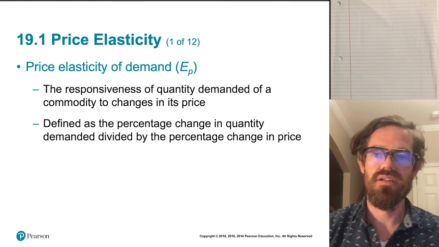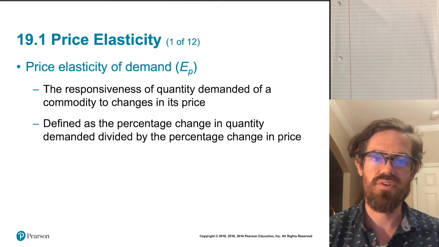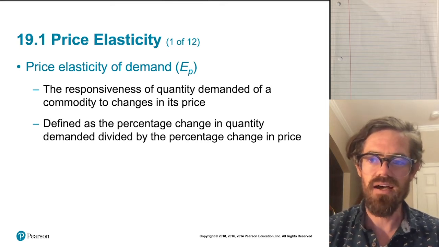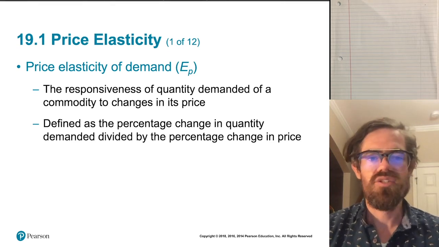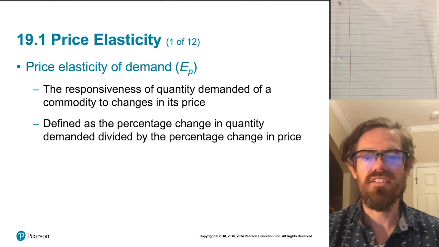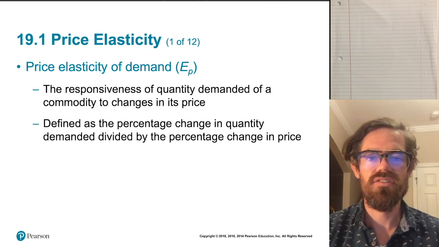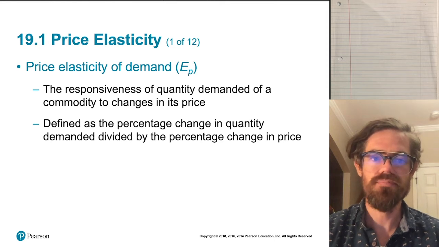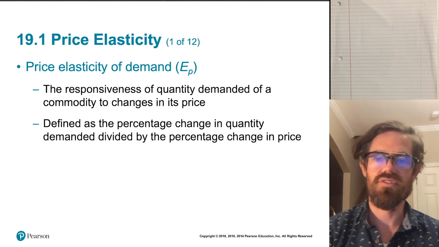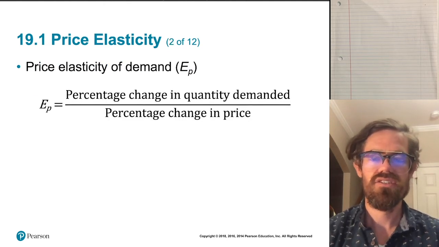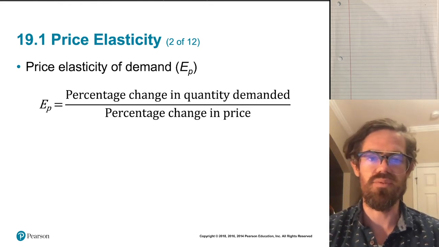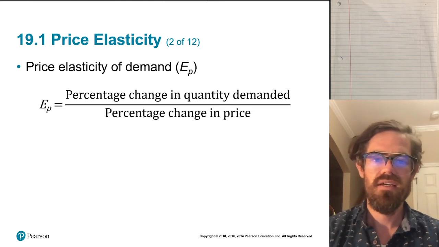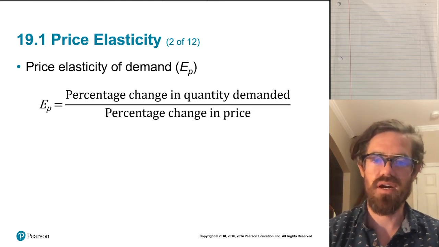All right, so the first elasticity we're going to look at is price elasticity of demand. We will denote this as E sub P. And this is basically the responsiveness of quantity demanded given a price change, right? So it's defined, in fact, as the percent change in quantity demanded divided by the percent change in price. So in terms of the equation, this is what it looks like, right? E_P is equal to the percent change in quantity demanded divided by the percent change in price.